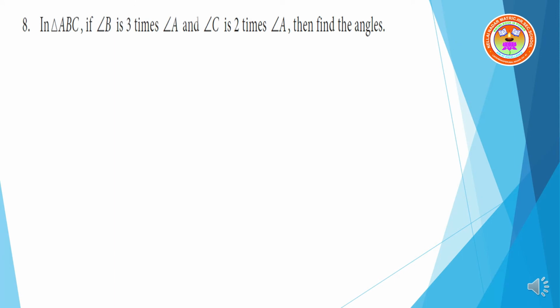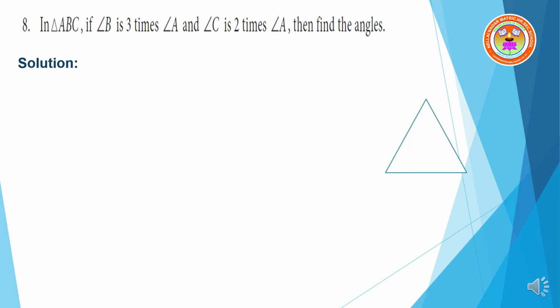Now the 8th question. In triangle ABC, if angle B is 3 times angle A and angle C is 2 times angle A, then find the angles. So this question is similar to the 7th question. So now let us move on to the solution.